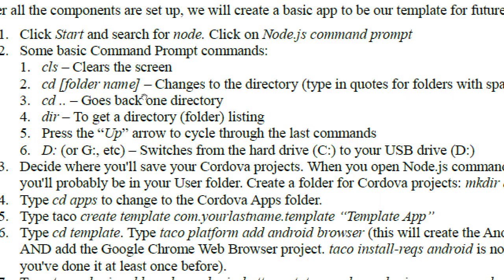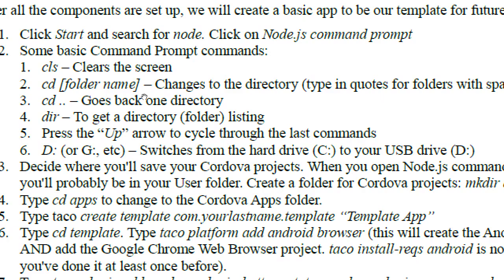Pressing up or down cycles you through your last commands. Instead of me going back again, typing taco run Android again and again and again, you press up one time and it brings back your last command. You keep pressing up and it brings back your last commands in history. You press down and it takes you forward in your history.